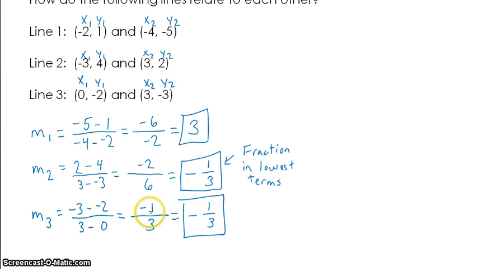Notice I didn't write my slope as -1 divided by 3. It's -1/3. When there is only one negative sign, whether that negative sign is in the numerator or the denominator, I should rewrite my slope as -1/3.